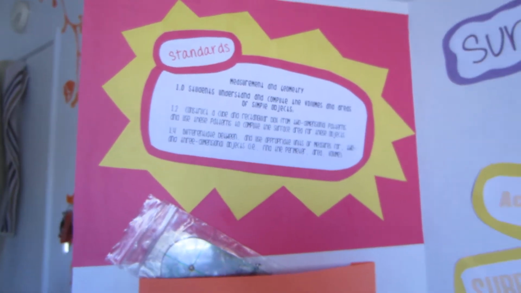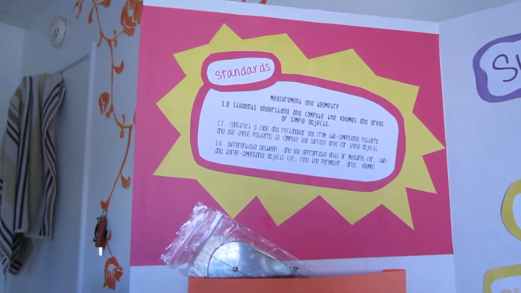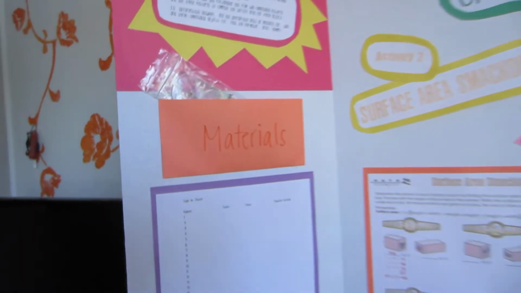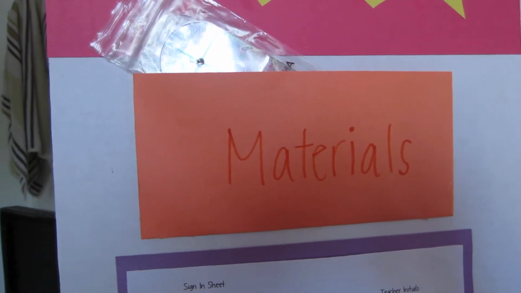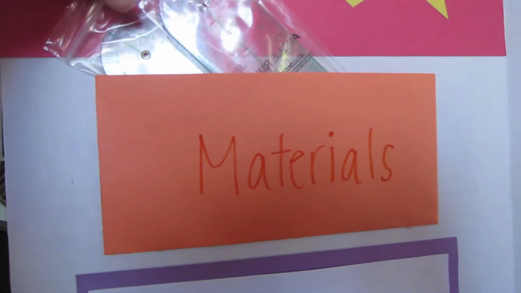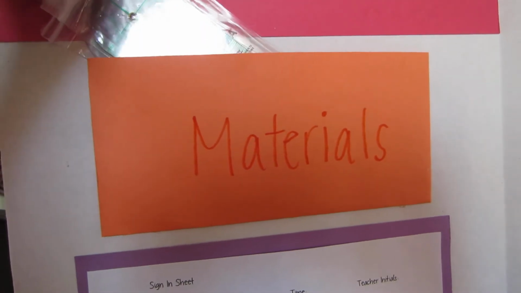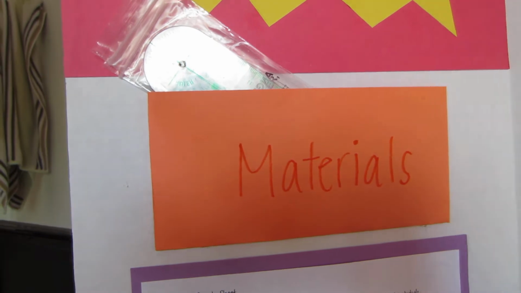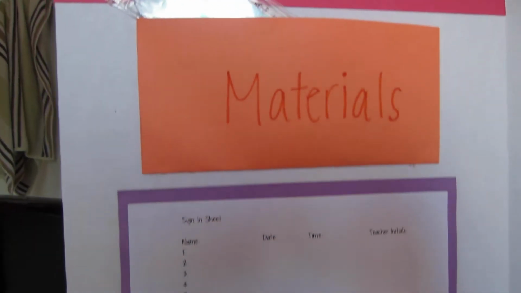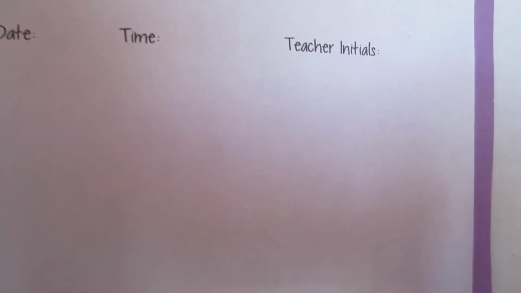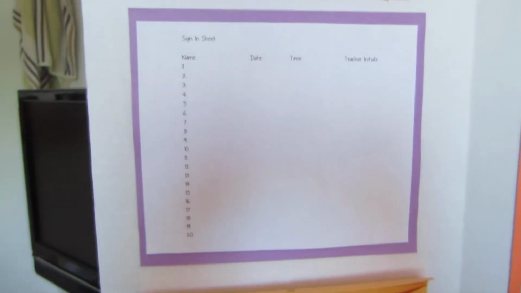So I put the standards right here on the board so that the students know what they're learning when they come to this activity or this learning center. As you can see right underneath that, I included materials, and really what it just has is rulers because the other materials the students are just going to be using pencil and paper, and they can bring that to the learning center themselves. Down below, it's a sign-in sheet where the students are going to write their name, the date, the time that they come, and then when they're finished, I have to initial that they completed this learning center.